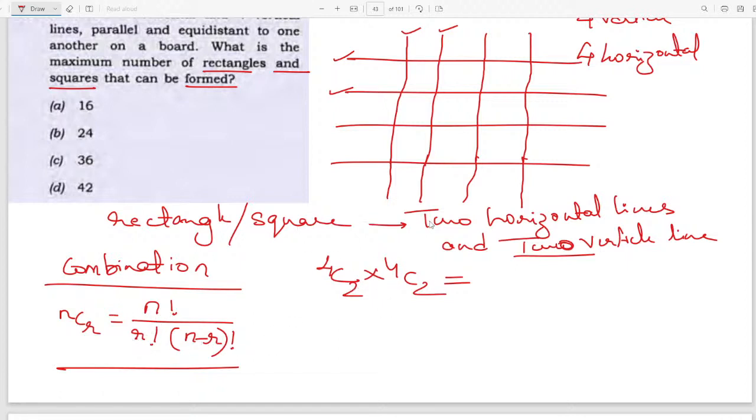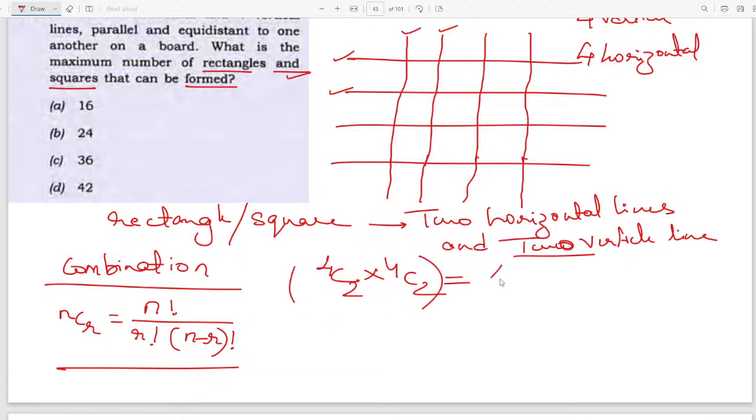So here, to make a rectangle or a square, don't worry about equal sides and equal angles. You just have to make a square or a rectangle. If you choose any 2 horizontal lines and any 2 vertical lines, you would get a square or a rectangle. They're asking what is the maximum number of squares and rectangles, so all the combinations will be counted here.